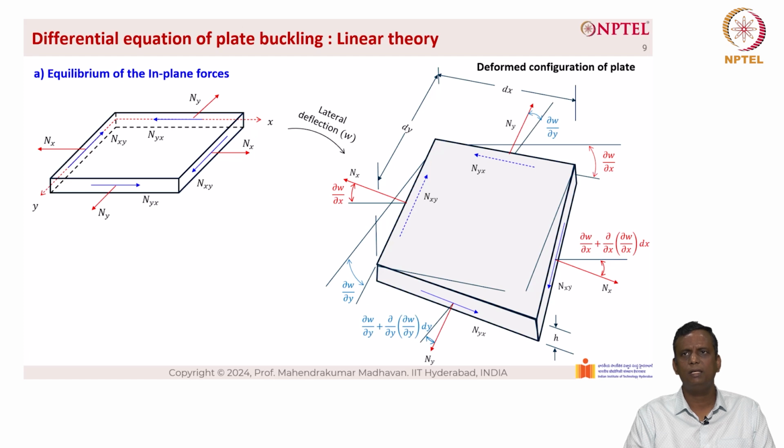Similarly, for Ny, it has dou W by dou y in the y direction, and due to a small increment in the other direction, it is given as dou W by dou y plus dou by dou y of dou W by dou y into dy. Similarly, for the shear forces Nxy, we have dou W by dou y plus dou by dou x of dou W by dou y into dx along the y direction, and along the x direction it is given as dou W by dou x plus dou by dou y of dou W by dou x into dy.